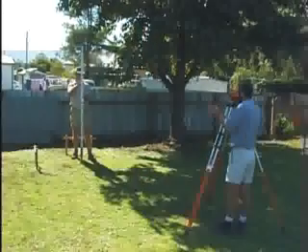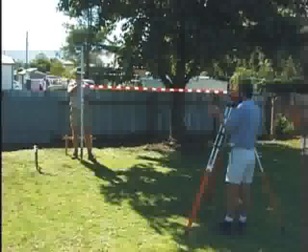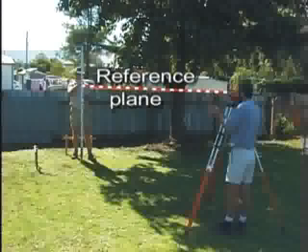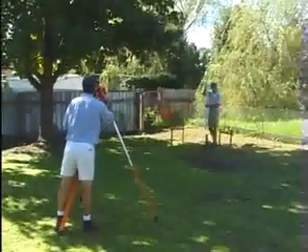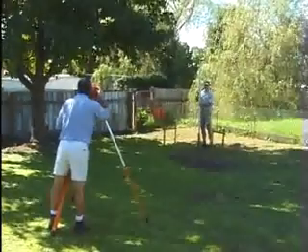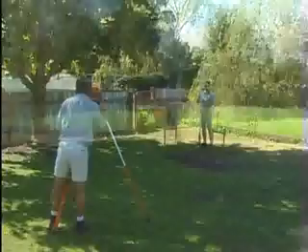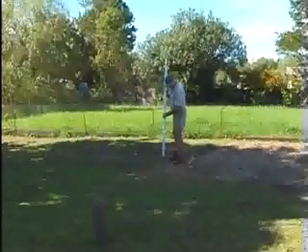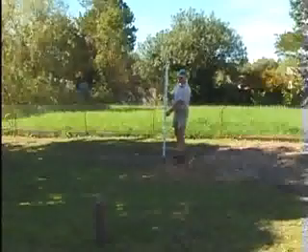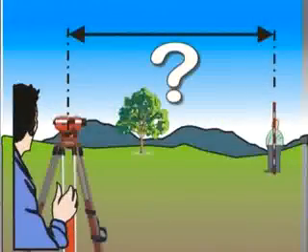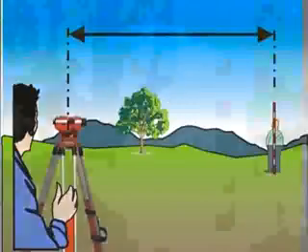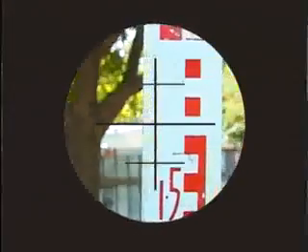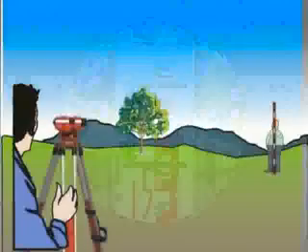In use, the operator's line of sight through the telescope is the reference plane. As the staff is moved to different stations on the site, measurements are taken above or below this reference plane. If the horizontal distance from the instrument to the staff is required, it can be found using the stadia. The stadia readings are taken and the difference between them calculated. This figure is multiplied by 100 to give the distance to the staff.